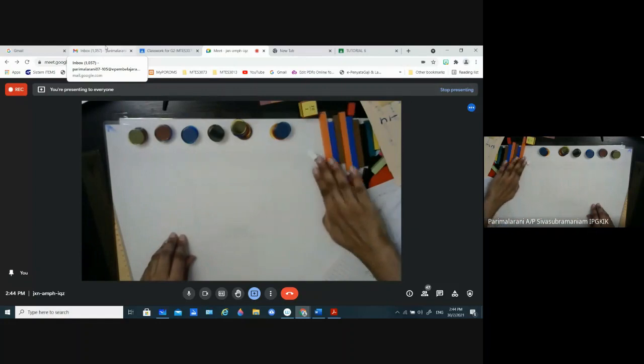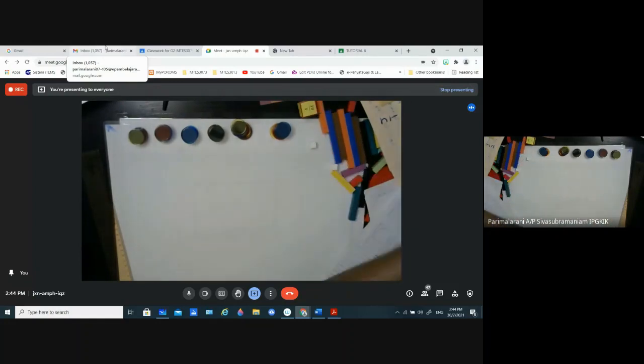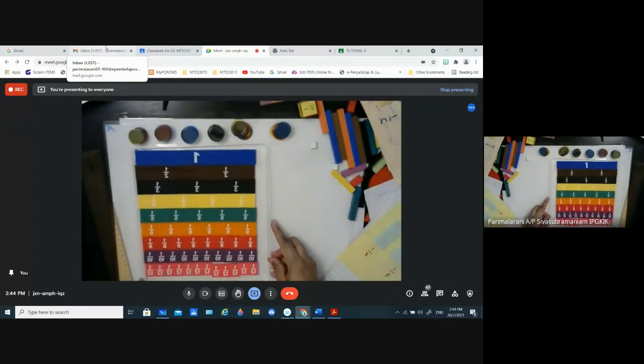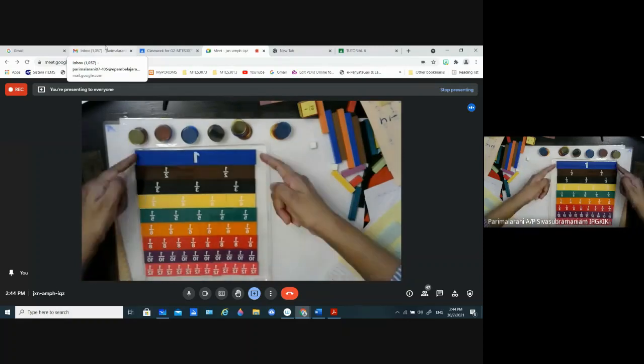Okay, what else can we use to represent fractions? Just now your friends told you that we can use a fraction tile. So these are fraction tiles. Can you see that? These are fraction tiles. So we have the whole here.